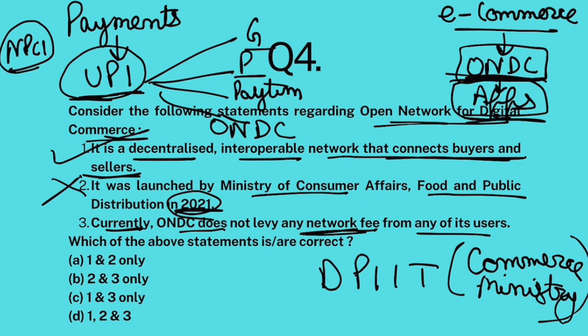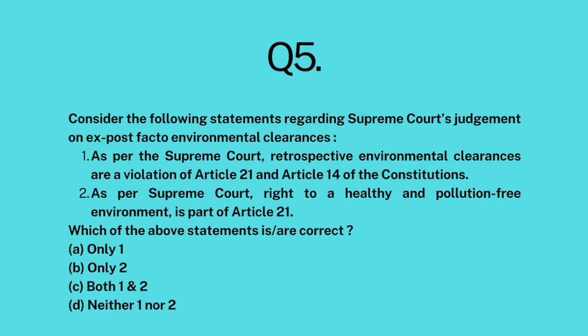Currently, all these apps, all these users of ONDC are not charged any network fee. Currently, that's the status. But in future, the government is going to charge a fee. Okay. So this is correct. 1 and 3 are correct. The answer is C.